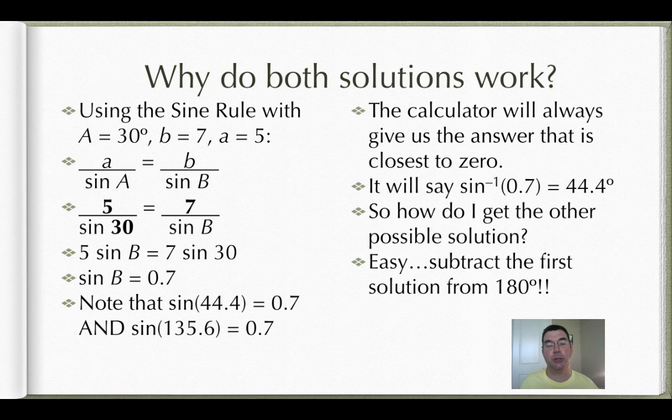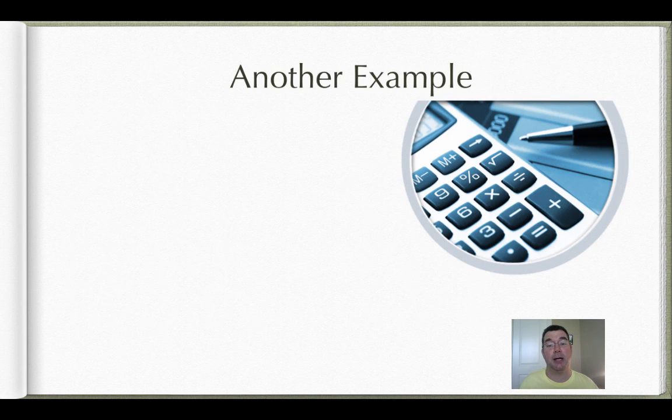Well, looking at the two solutions I got, 44.4 and 135.6, it's no coincidence that they add up to 180 degrees. So when the calculator gives me one answer, I subtract that answer from 180 and I get the second answer. There will always be two angles that have the same sine, and the relationship between them is that they are supplementary. They add up to 180. So that's how I get the 135.6 degrees as the other possible angle.